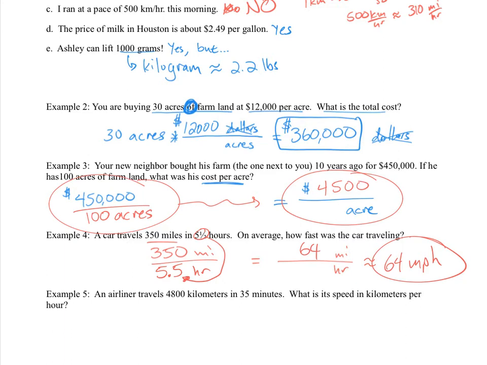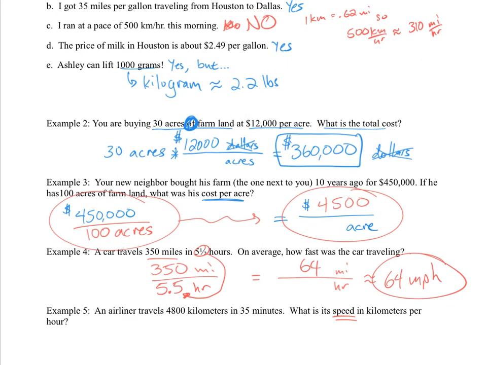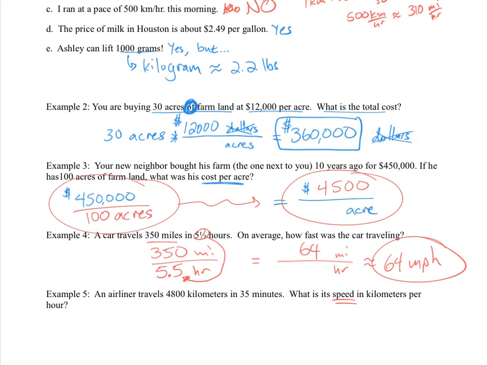Lastly, an airliner travels 4,800 kilometers in 35 minutes. What's the speed? Again, speed is implying a fraction, a rate. So we know it'll be kilometers per hour. So it'll be 4,800 kilometers per 35 minutes. Oh no, this is in minutes.